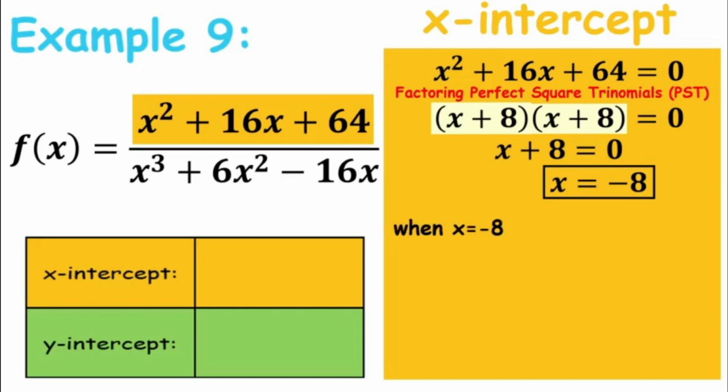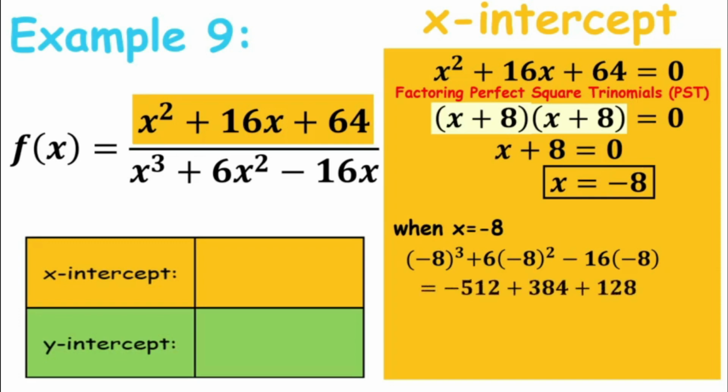When x is equal to negative 8, negative 8 cubed plus 6 times negative 8 squared minus 16 times negative 8 is equal to negative 512 plus 384 plus 128, which is equivalent to 0. Since we get 0, we can say that negative 8 is not an x-intercept of the function. So the function has no x-intercept.